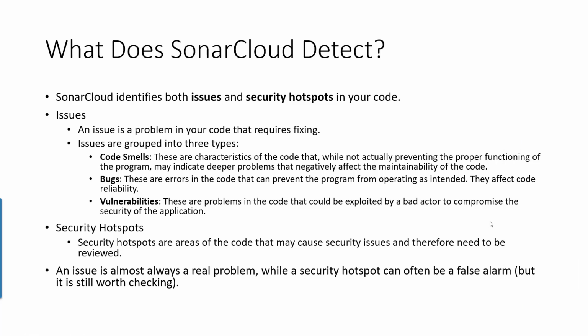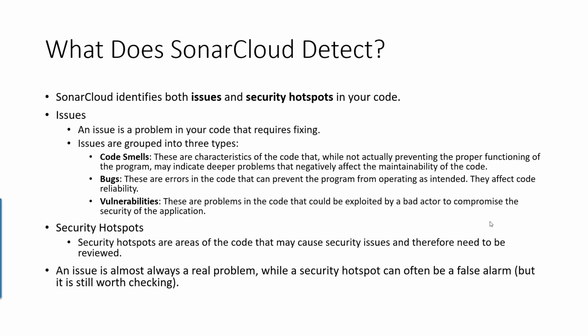Vulnerabilities may be exploited by hackers or somebody else who can access your application's security credentials or some kind of secure information. Anything that is exploited by an external user, which is part of a security violation, we call a vulnerability. So code smells, bugs, and vulnerabilities come under issues, and then there are security hotspots.